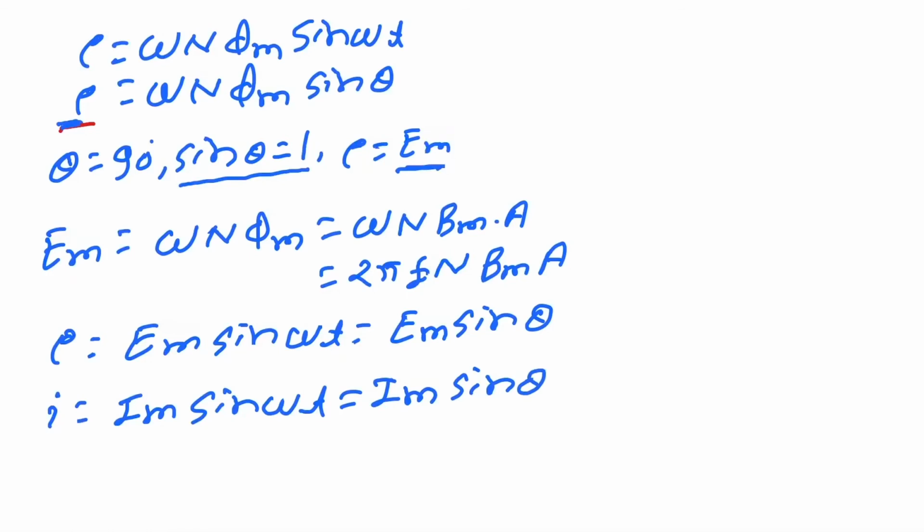Now omega is equal to 2 pi f. It is equal to 2 pi by T, where T is the time period of the alternating voltage or current. So these are the equations of alternating voltage and currents.